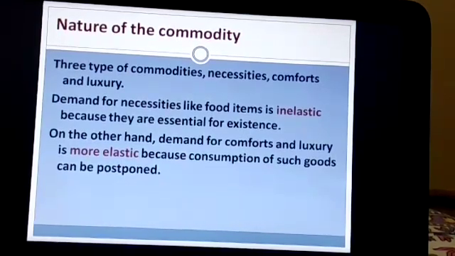The consumption of such goods can be postponed. That is why the demand for comfort and luxury is more elastic. If there is a small fall in the price of an air conditioner, there is a large increase in demand for air conditioners. People wait for such commodities to be available at lower prices. This is why the demand is more elastic, and more elastic means there will be a large change.